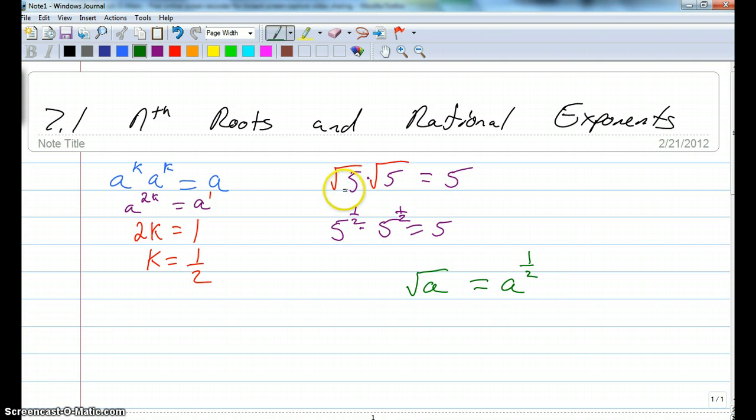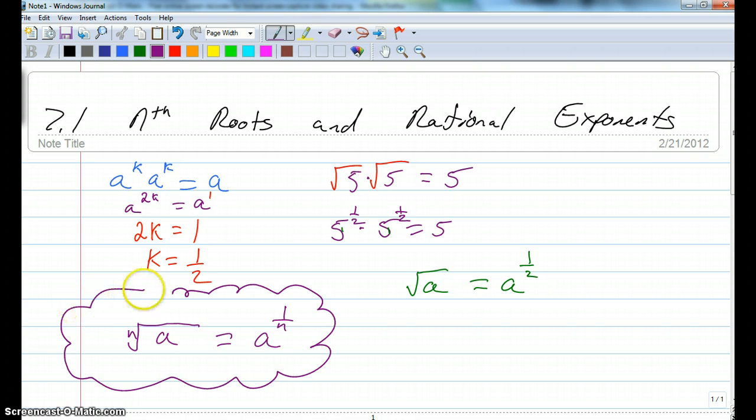Right? If we could do root 5 times root 5 and get 5, and we do 5 to the 1/2 times 5 to the 1/2 is equal to 5, then that means that these two things are equal. And that's what today's lesson is all about, fractional exponents. If we have the nth root of a, that is equal to a to the 1 over n. All right, that's the big idea today.